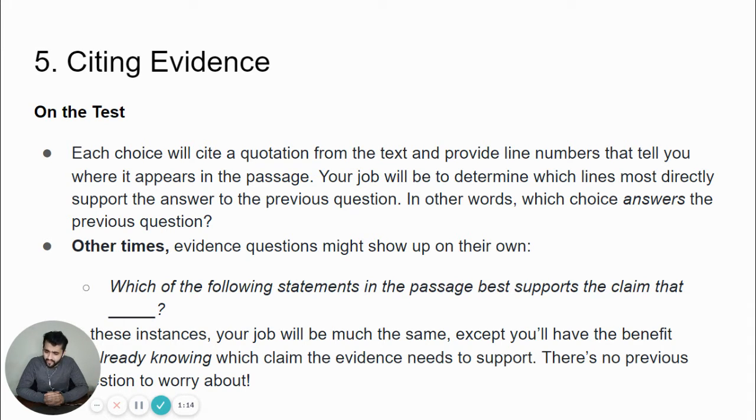Other times, the evidence questions might show up on their own: Which of the following statements in the passage best supports the claim that? In these instances, your job will be much the same, except you will have the benefit of already knowing which claim the evidence needs to support. There is no previous question to worry about.